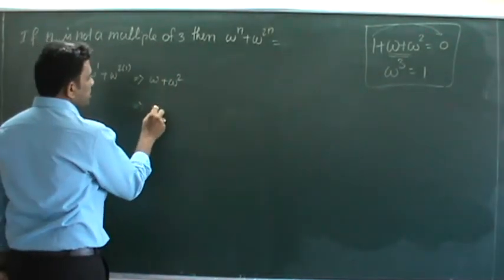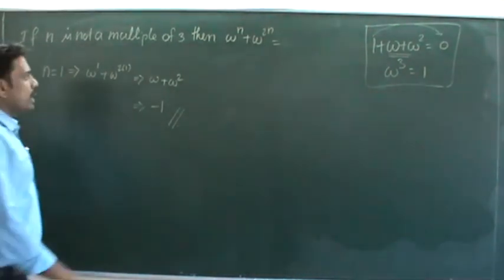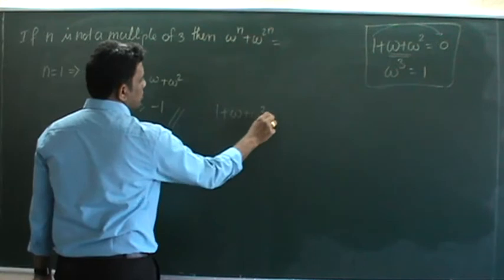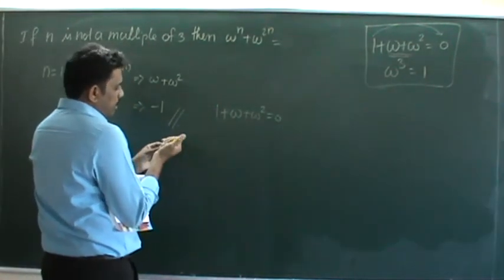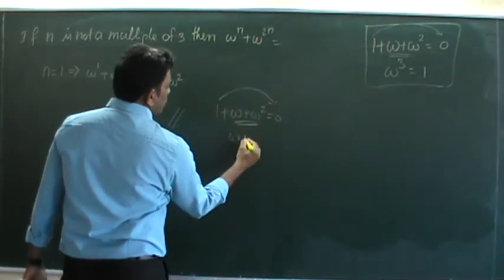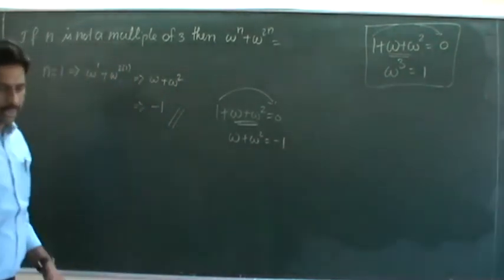So what is the answer, my dear children? The answer is minus 1. Why? Understood enough? What is the condition? 1 plus omega plus omega square equal to 0. Now we need omega plus omega square. So plus 1 and do the same: omega plus omega square equals minus 1. This is the answer. Okay, children?